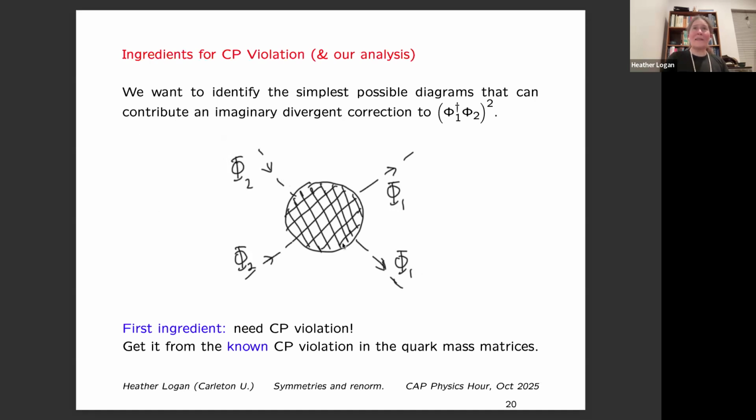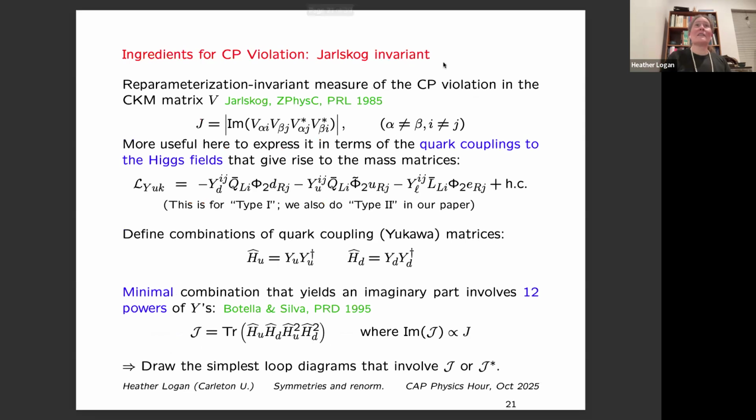And inside of this blob are going to be various loop diagrams, and we want to figure out what we need in here in order to get a divergence which has a non-zero imaginary part, okay? Now, clearly the first ingredient is we need some phase. Like we need the actual CP violation. And the place I want to get it from is the CP violation that we already know about from the quark mixing matrix, okay? So what does that take?